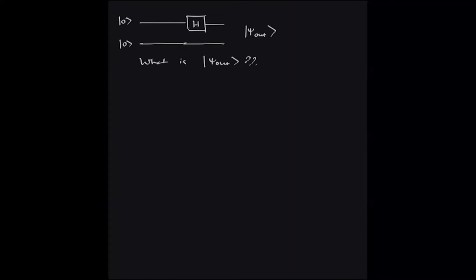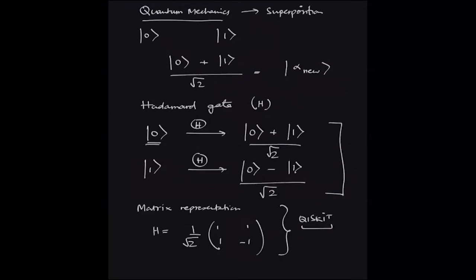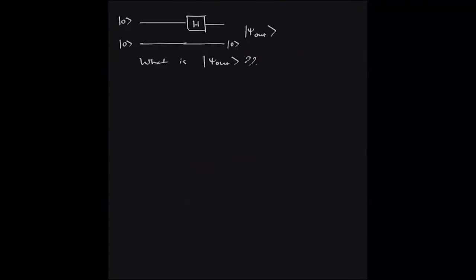What is psi out can easily be computed by looking at the operation which is happening. So the qubit in the 0 state, ket 0, is going all the way through, so it's just going to this 0 here. But what is H doing? If you remember from the previous pages, if I apply 0 and pass it through the H gate, it gives me this. Okay, that's good. So what is this now?